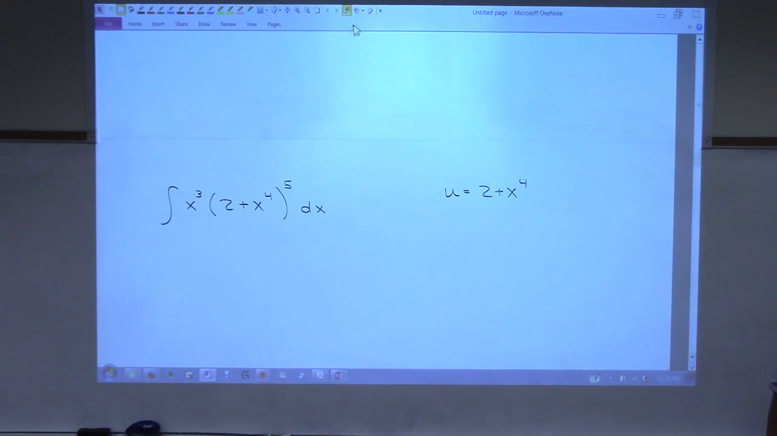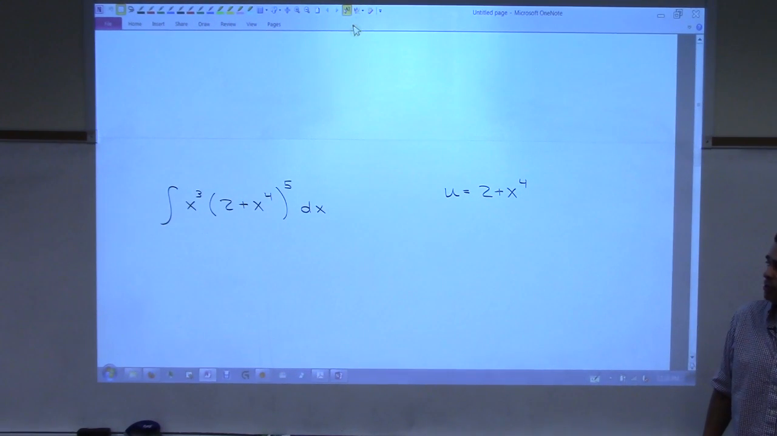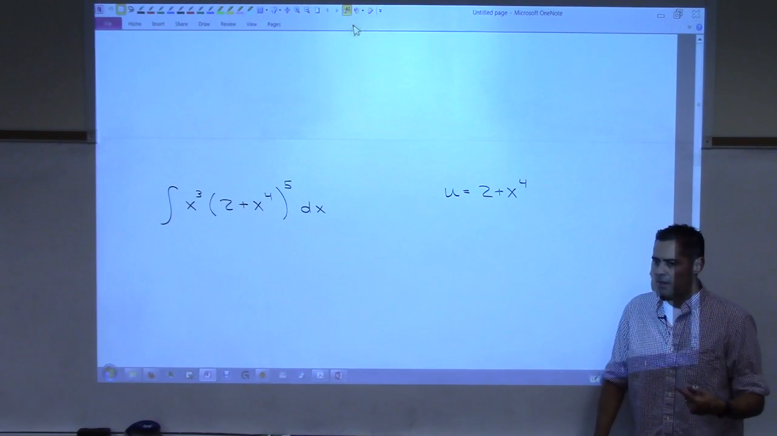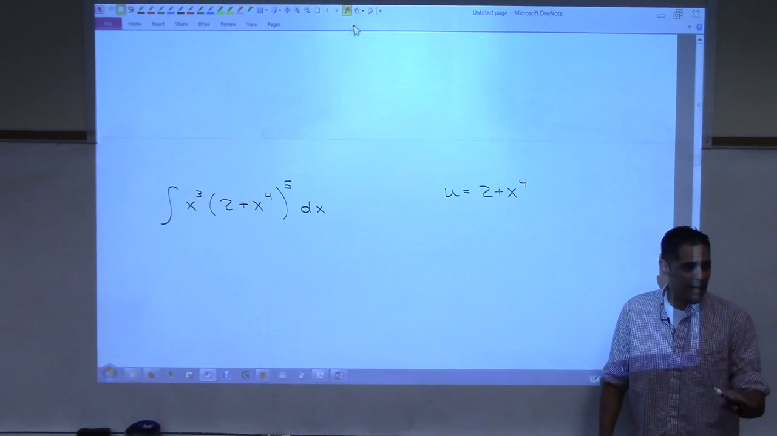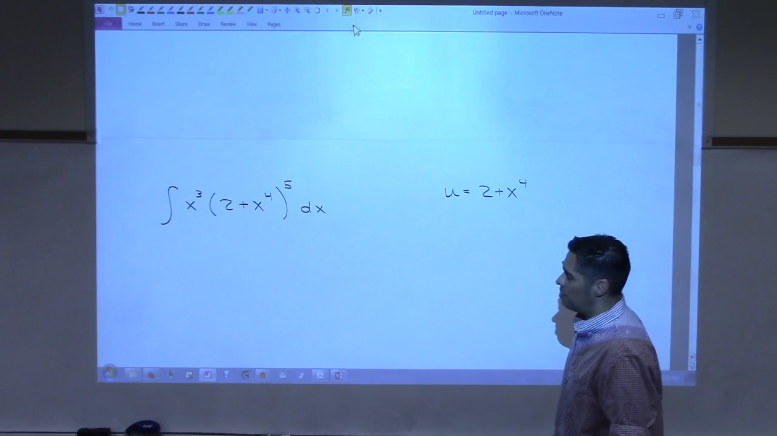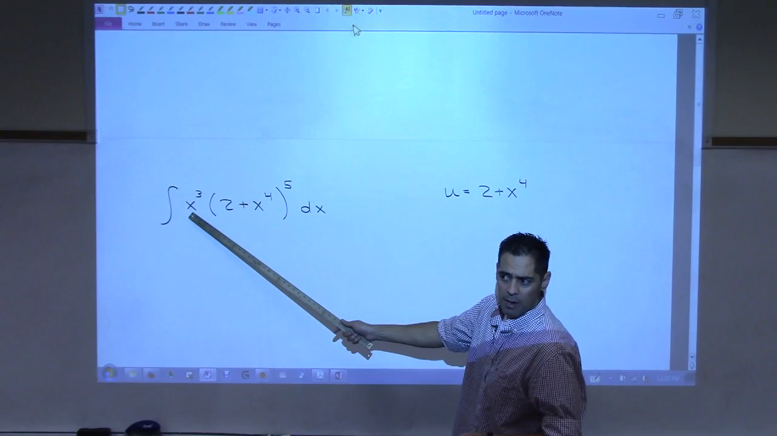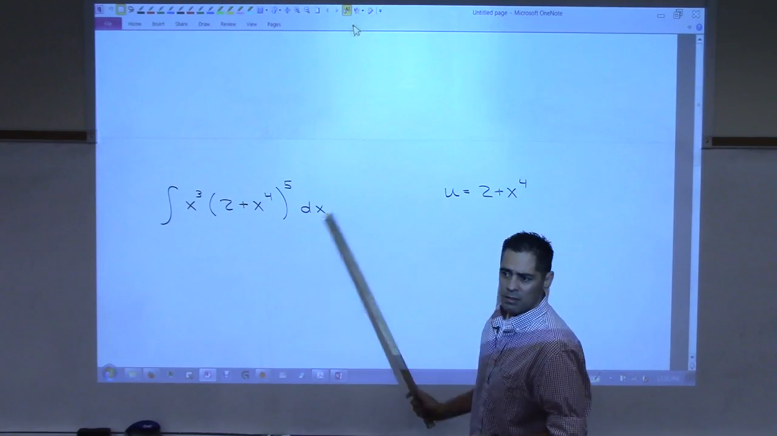Now let's talk about why this substitution is the right way to go about this. I said try to look for something and its derivative. I also told you, or maybe I didn't say it clearly, that it's okay to be off by a constant. So when we look at this, let's start looking for something and its derivative. How about x cubed? The derivative of x cubed is 3x squared. Do you see x squared?